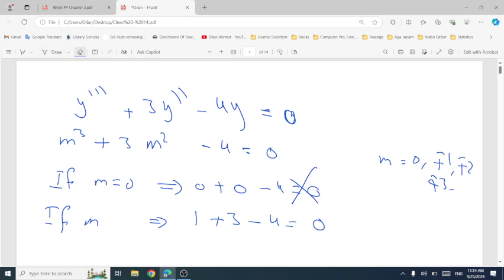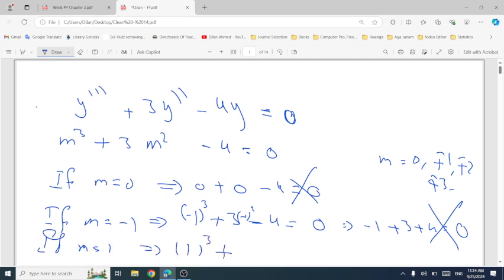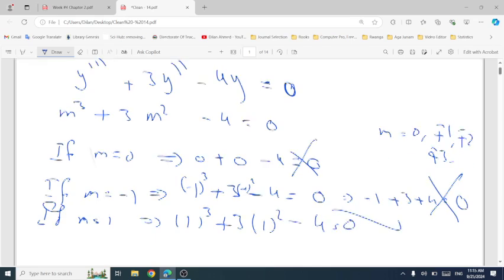Okay. I'm going to change it to minus 1. So if m is minus 1, what will I get? m cubed, 3m squared, minus 4: minus 1 plus 3 plus 4. Is it equal to 0? No. Am I right? Now if m equals 1, as we said, 1 cubed plus 3 minus 4 equals 0, yes.